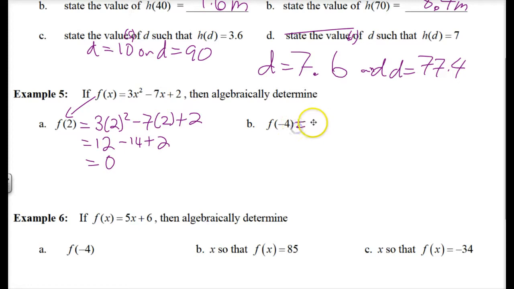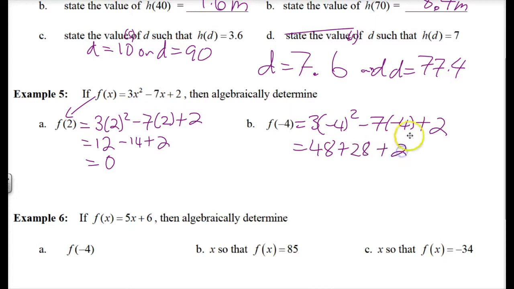f of negative 4 equals 3 times negative 4 squared minus 7 times negative 4 plus 2. Negative 4 squared is positive 16, so that's 48. Minus negative 28 is plus 28, plus 2, so that's 30, 78.